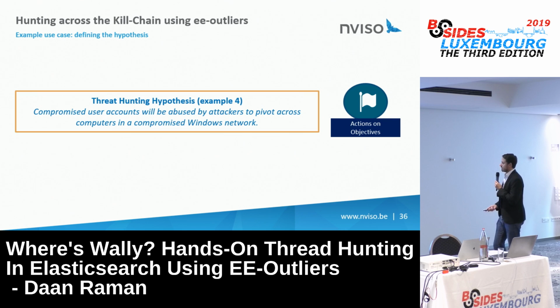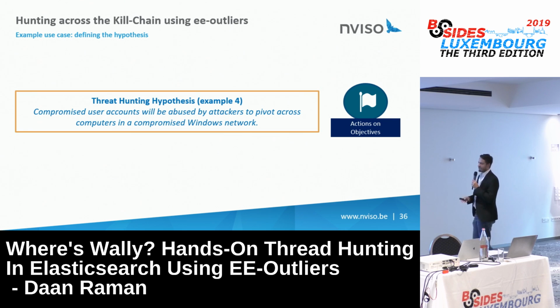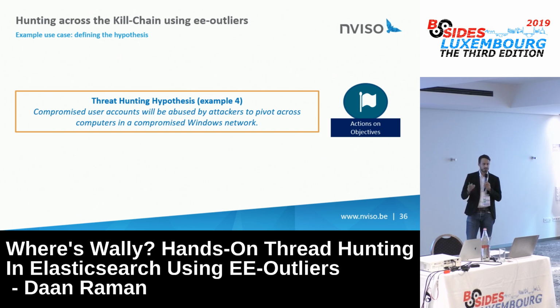The last one, so that's actions on objectives. We're really at the end of the kill chain now. The attacker has a footprint in the environment. He's moving laterally in the environment. He's trying to find your crown jewels. What is the hypothesis that the threat hunter can have?